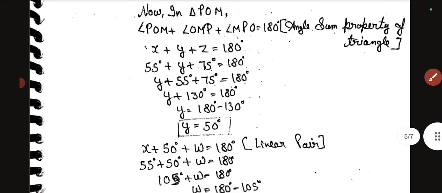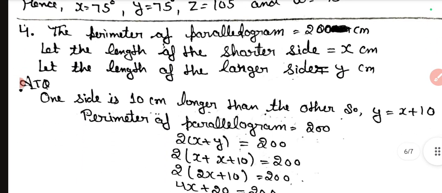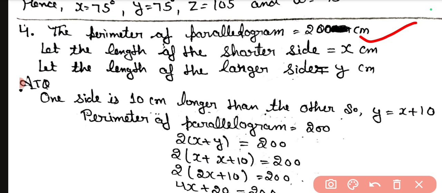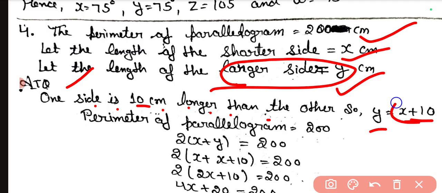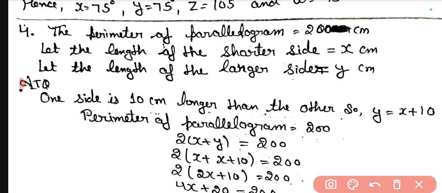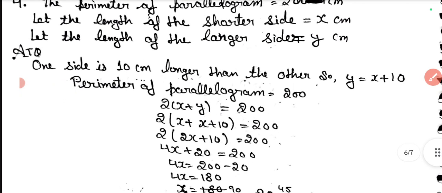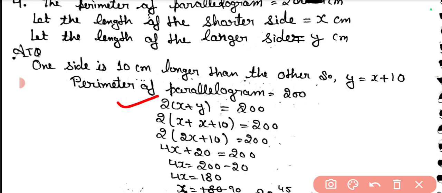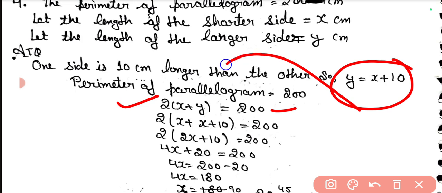So this is the solution of question number 4. The perimeter of the parallelogram is given as 200 centimeters. Let the length of the shorter side be x, and the length of the longer side be y. So according to the question, one side is 10 centimeters longer, so the larger side is 10 centimeters more than the shorter side. So what is the formula of the perimeter of a parallelogram? 2 into x plus y. Now using the values of x and y here, 2 times x plus y is the formula of the perimeter of a parallelogram, 200. What is the value of x? It is x. What is the value of y? x plus 10. Using this value here.